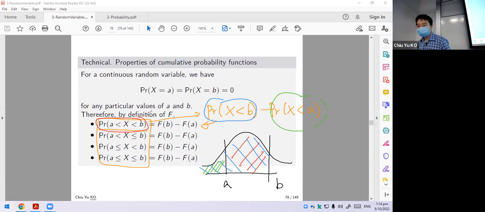This one we will be using for the class. Basically, this is the main thing you need to remember for the continuous random variable. And of course, we will learn different things next week.